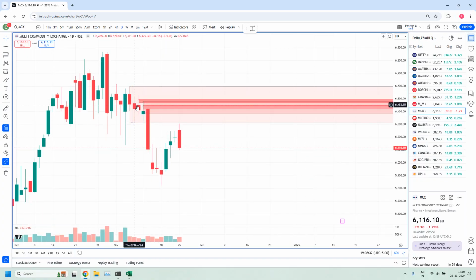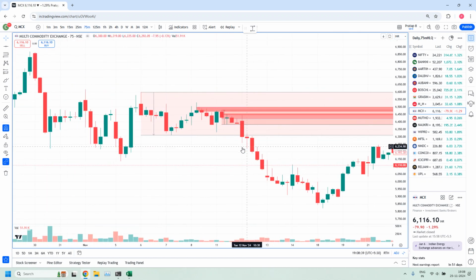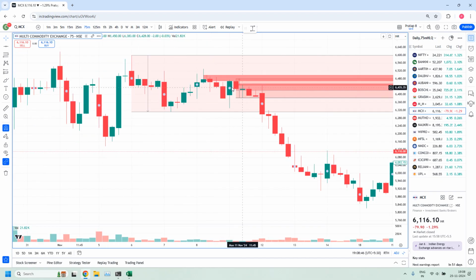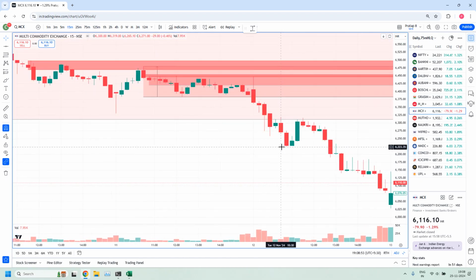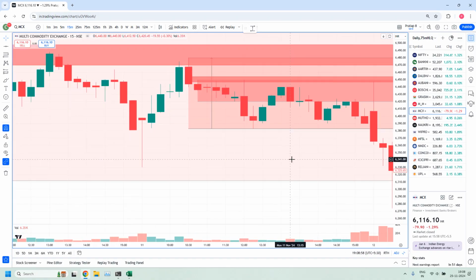We have a rally, 1, 2, 3, 4 base candles and a drop candle. This is fine-tuned with the 75-minute time frame. So here we have a rally, 1, 2, 3, 4 base candles and a drop candle. This 75-minute zone is again fine-tuned with the 15-minute time frame. In the 15-minute time frame, we have a drop, 5 base candles and again a drop.